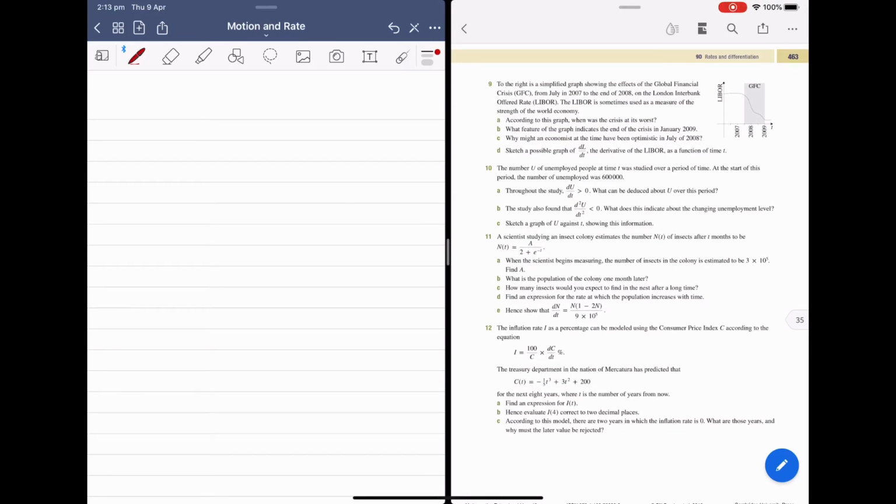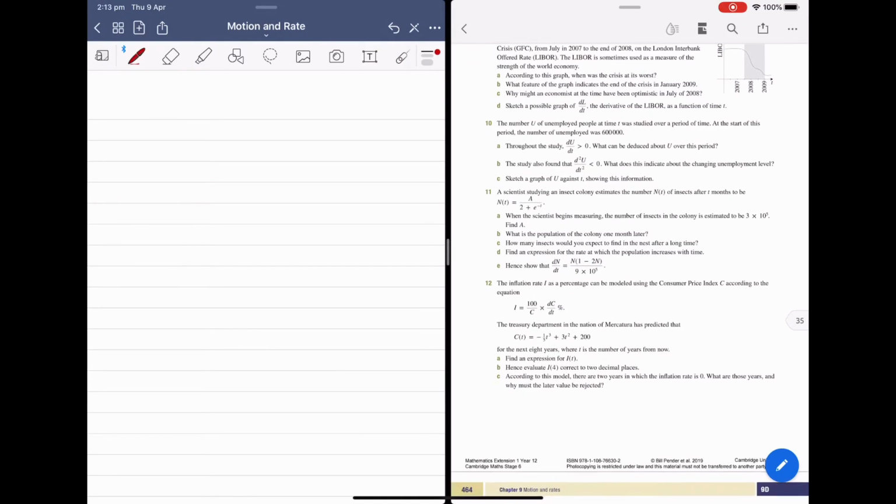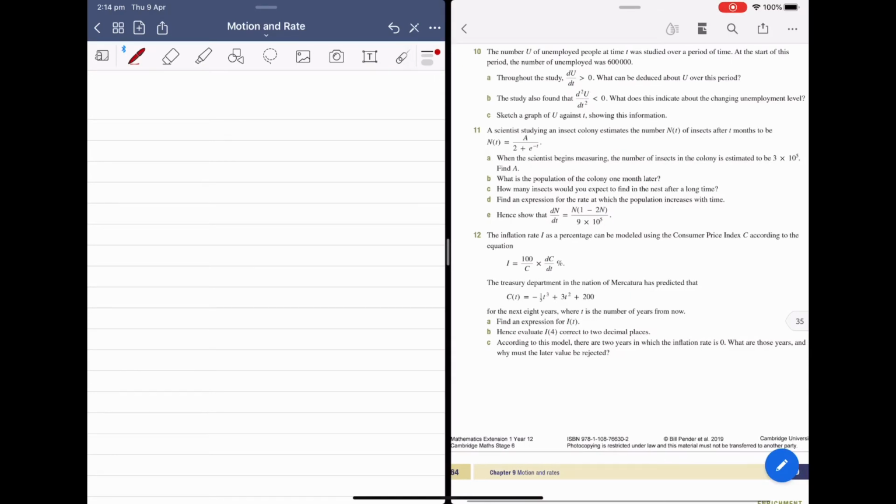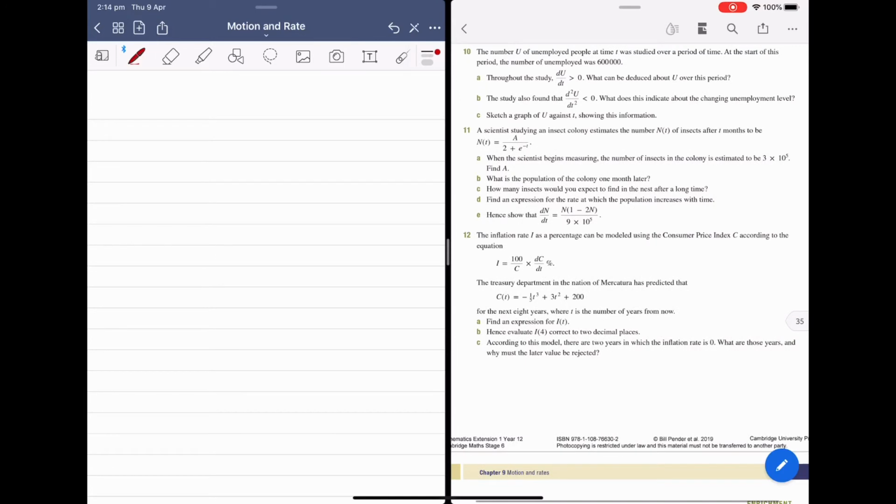How about we try question 11? I don't think I can mark on this textbook. No, I can't. So question 11, which is this question here. It says scientists studying an insect colony estimate the number of insects, N(t), after t months to be N(t) = A over 2 plus e to the power of negative t. When the scientist begins measuring, the number of insects in the colony is estimated to be 3 times 10 to the power of 5. The question asks you to find A. That question looks pretty easy to do. We'll start with the first one, question 11.